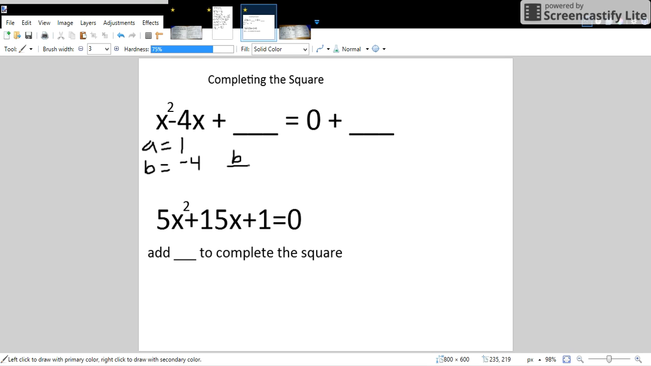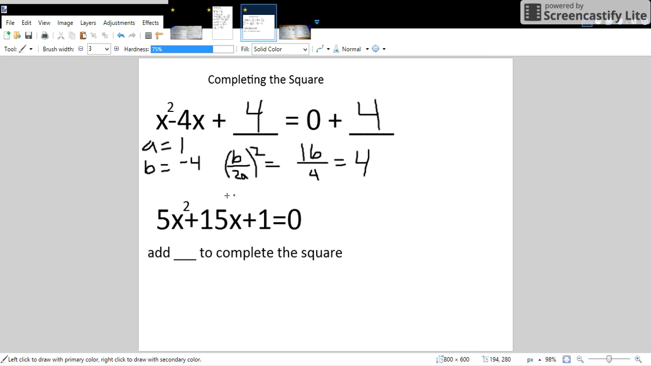So our b over 2a squared is going to be 16 over 4, which is the same thing as just 4. So we would add 4 to both sides to complete the square. And then you could factor it to put in vertex form, or you can use the quadratic formula, whatever from there.